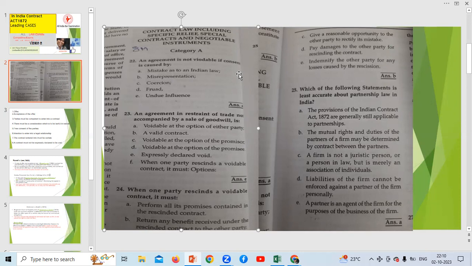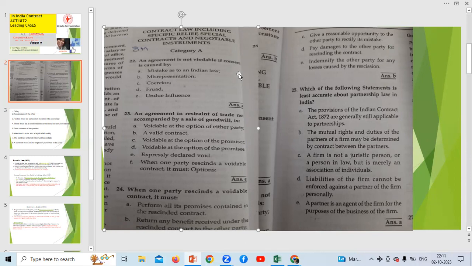An agreement is not voidable if consent is caused by, please read it. The answer is A, mistake as to an Indian law. So if there is a mistake as to an Indian law, an agreement is not voidable. Second, an agreement in restraint of trade not accompanied by sale of goodwill is option C, voidable at the option of the promisor.